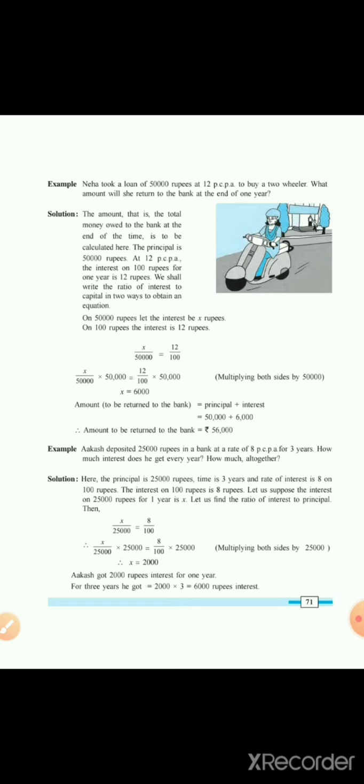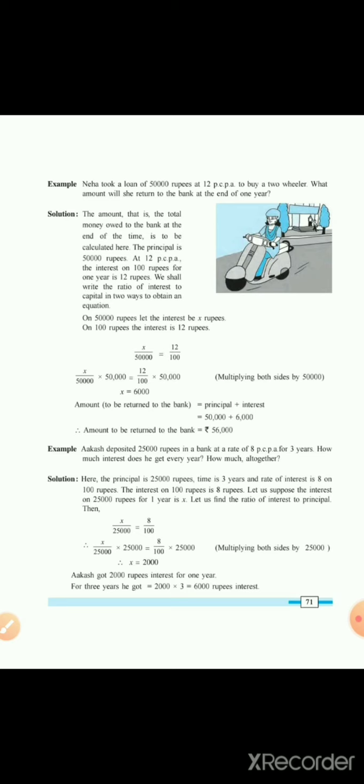So, now let us go to the second example. Akash deposits 25,000 rupees in a bank at a rate of 10 percent per annum for 3 years. How much interest does he get every year, and how much altogether? So, let us find the solution for this problem.